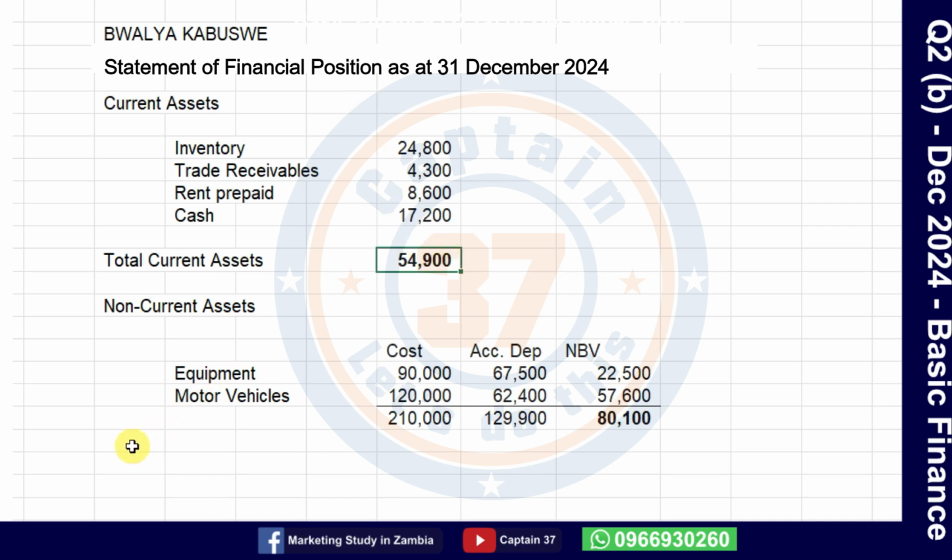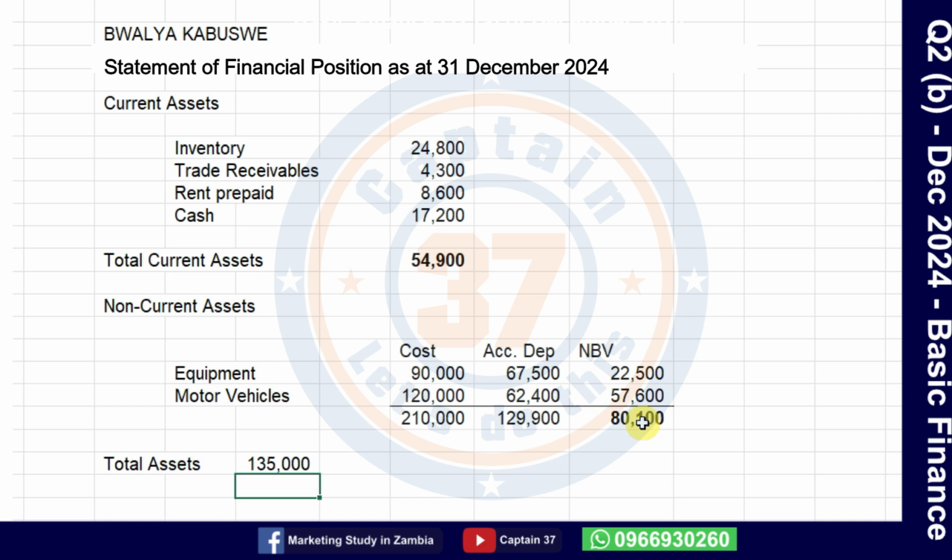So we need to then indicate what our total assets are. The value for our total assets is going to be this amount over there, plus this amount over here, which gives us 135,000 kwacha. This is the value for our total assets.